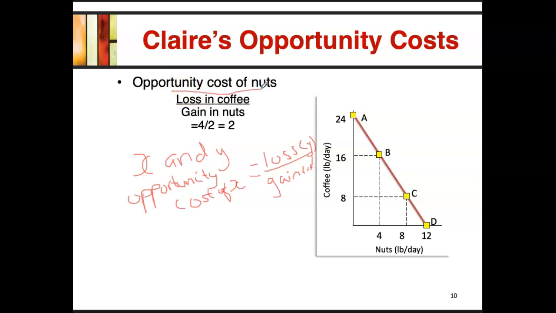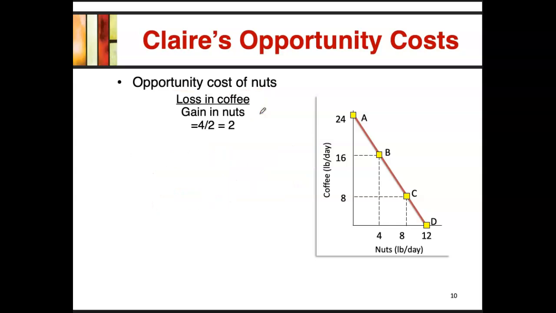The trick I always use for remembering this formula is that the X, or the nuts, basically the good we're looking for the opportunity cost of, always goes in the denominator. So in calculating the opportunity cost of nuts, in other words, we're trying to find how many pounds of coffee Claire needs to give up in order to produce 1 pound of nuts.